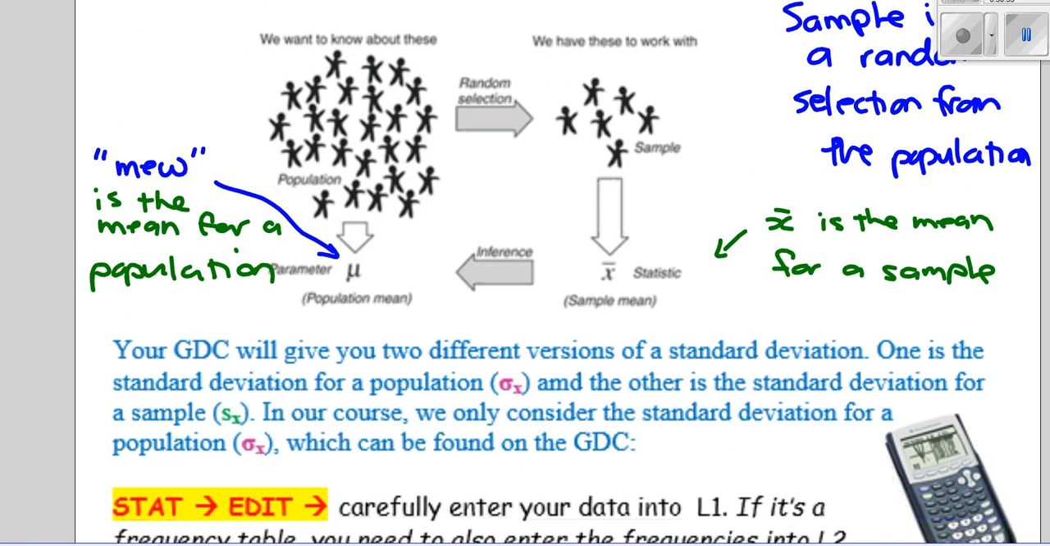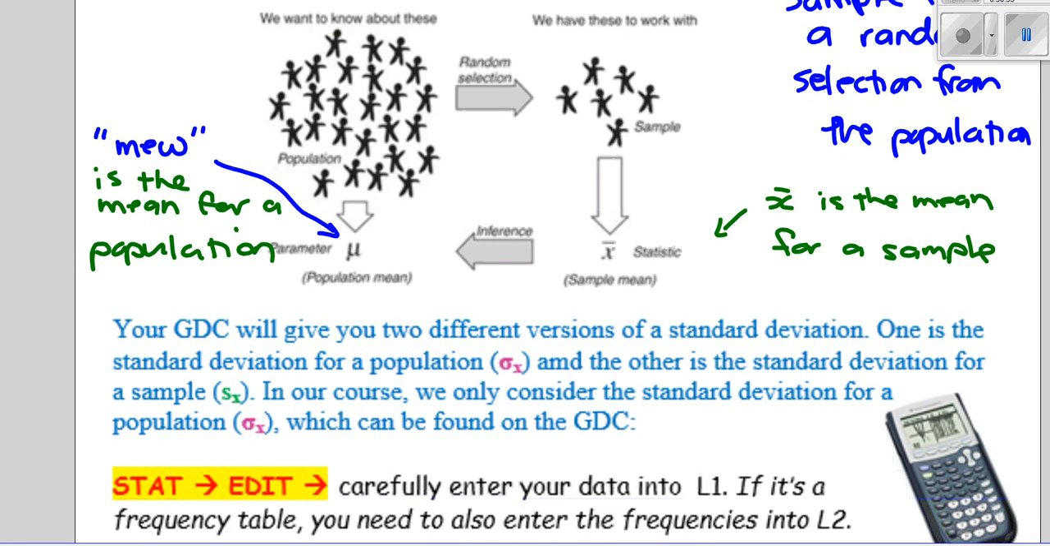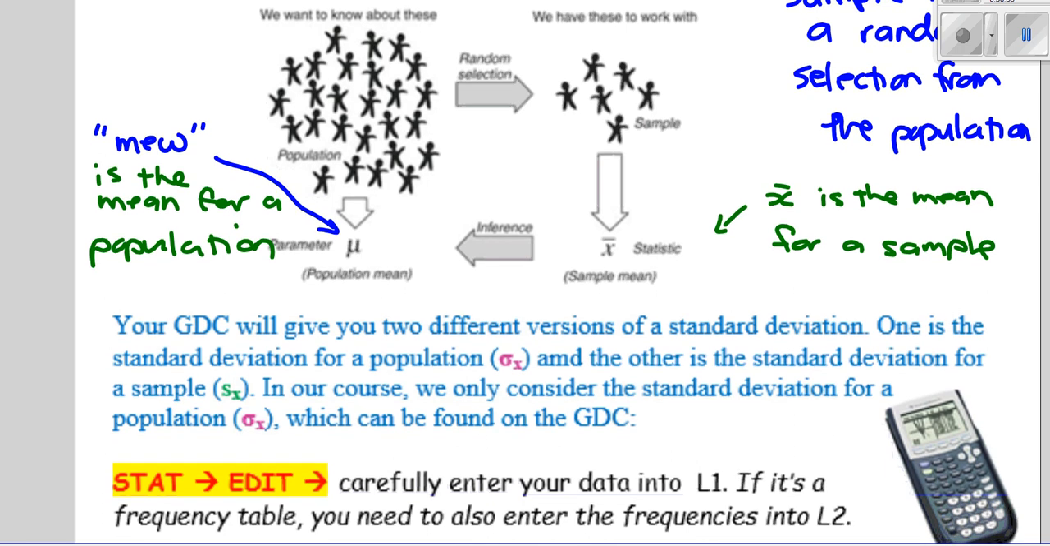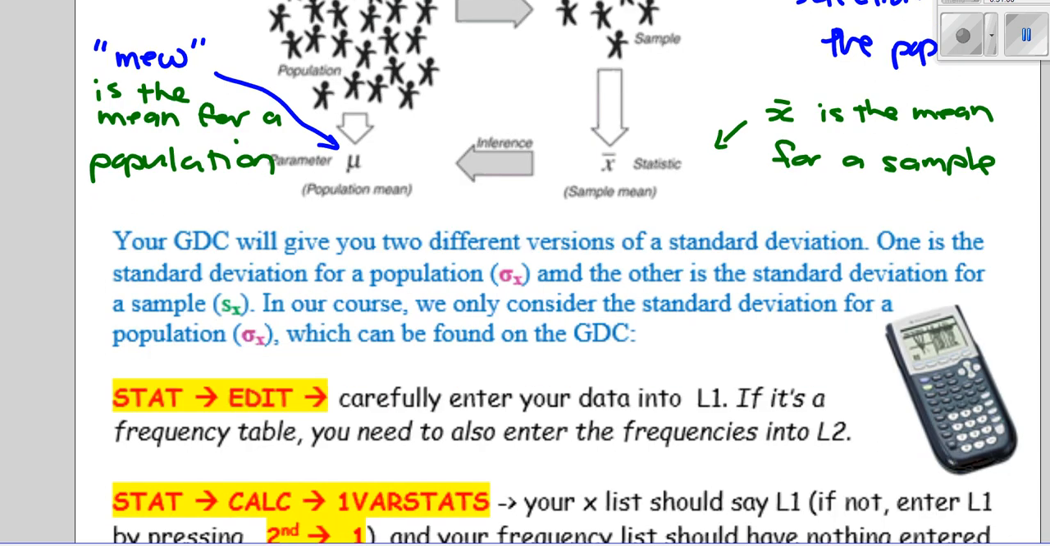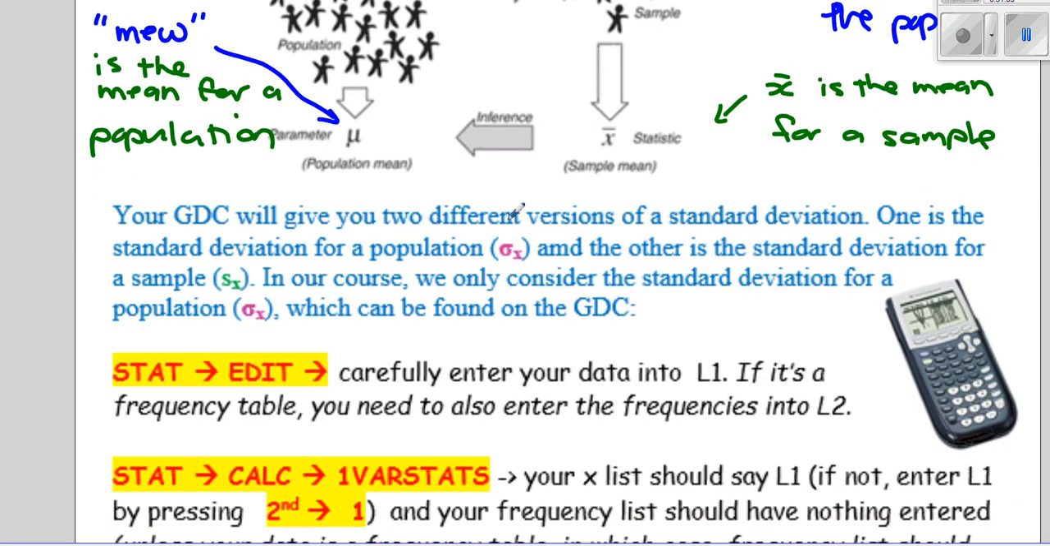This is very stat edit, what we're doing. Your GDC will give you two different standard deviations. You probably noticed that when you used to do stat edit and find the standard deviation. One is for the standard deviation of a population. That's the one that you used in CIE, isn't it? Let's put a big yellow circle on that, because this is the one we use as well. You just need to know the difference between the two. If we're asking for the standard deviation, we're generally asking for the population one.